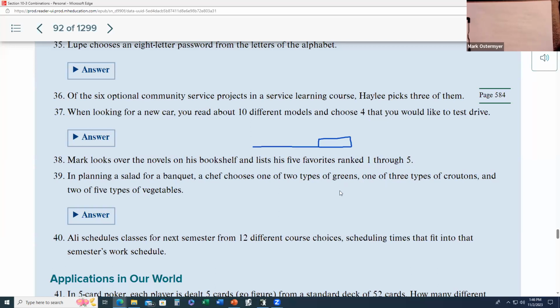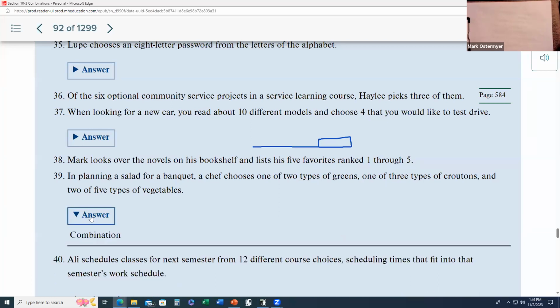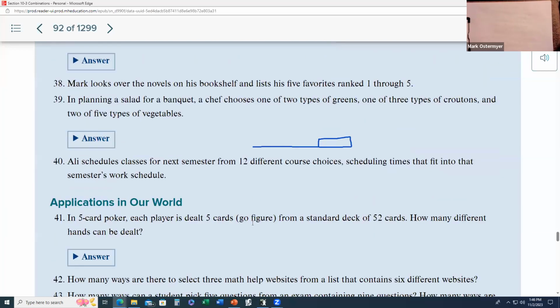For me, the way I'm reading this face value, I don't think order really matters. It's the same salad. Whatever we choose is going into the same salad. I don't think the order really makes a difference here. I would be thinking combination. Let's see. Yep, combination. All right.